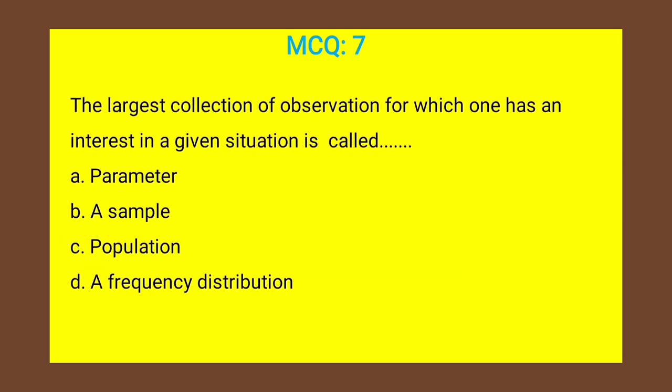Then question 7, the largest collection of observation for which one has an interest in a given situation is called: A, parameter, B, sample, C, a population, then D, frequency distribution. So what do you think is going to be the answer for this? The largest collection of observation for which one has an interest in a given situation is called the... So the answer is population. Population is the answer.